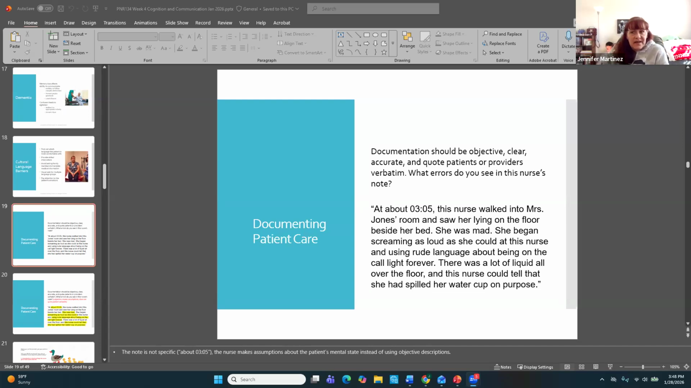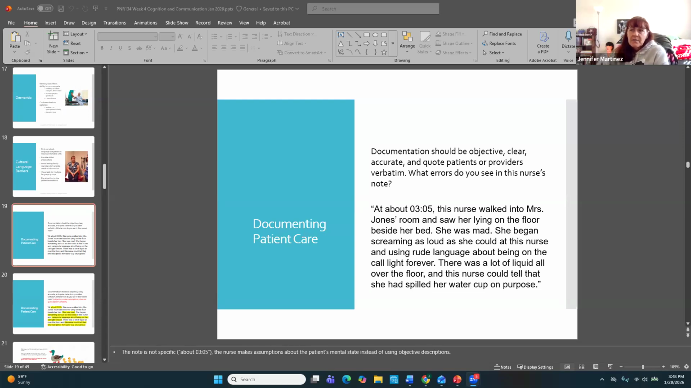And then we have our documenting patient care. So who has gotten a chance at clinicals to do documentation? Anybody? Do you guys practice like nurses' notes or anything like that? Yes, ma'am. We've been practicing nurse notes, but we haven't done anything in the electronic records yet. Okay, but you got to practice your nurses' notes.